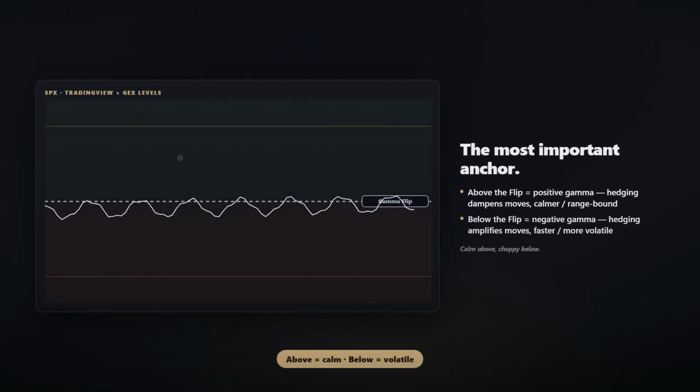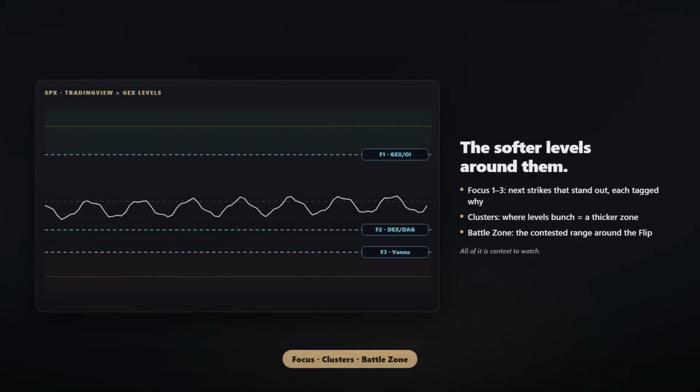The gamma flip is the most important anchor. It's the price where net dealer gamma changes sign, the dividing line between two market moods. When price sits above the flip, we're in positive gamma. Hedging tends to dampen moves, so conditions often feel calmer and more range-bound. When price drops below the flip, we're in negative gamma. Hedging tends to amplify moves, so conditions often feel faster and more volatile. Calm above, choppy below. Around those anchors are softer levels.